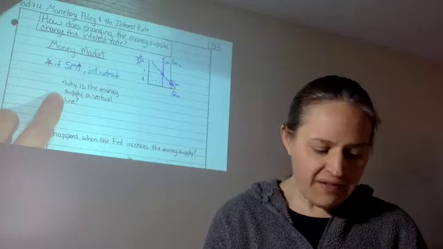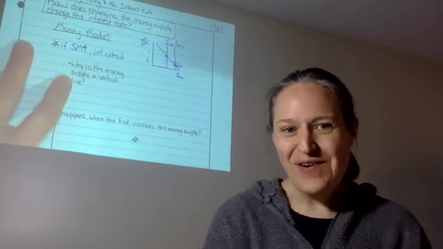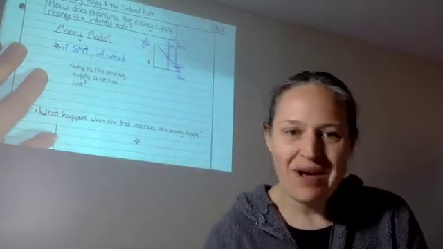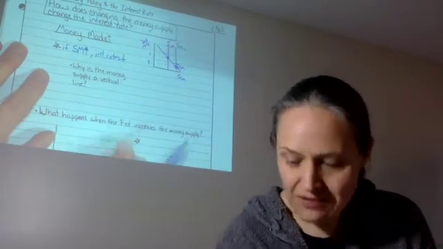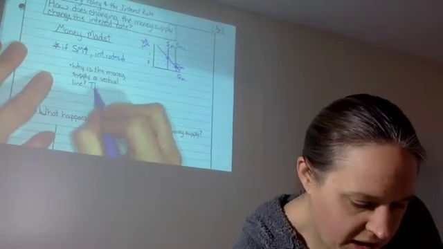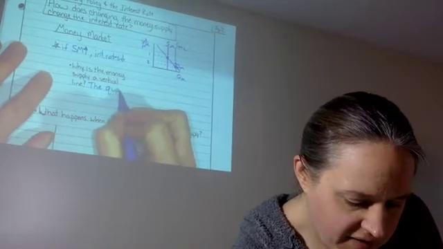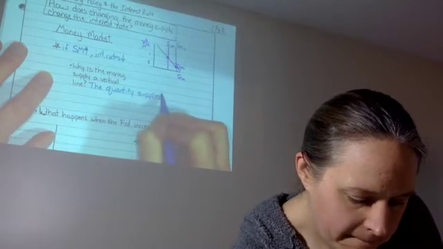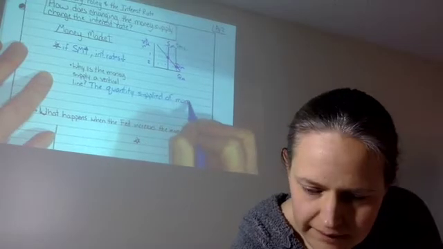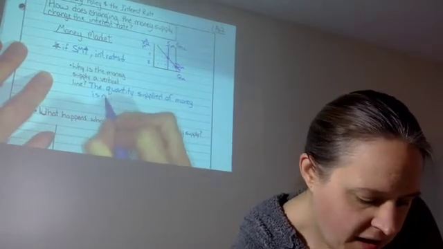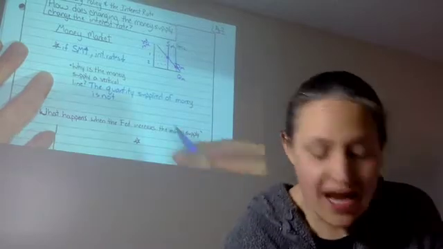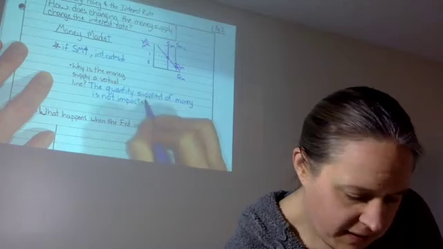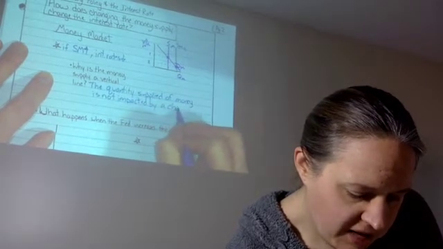All right, so why is the money supply a vertical line? I guess we are going to go over this for a second. If it's a vertical line, it means that the supply of money is not impacted by the interest rate. The quantity supplied of money is not impacted, meaning it does not change if the interest rate changed. It's not impacted by a change in the interest rate.